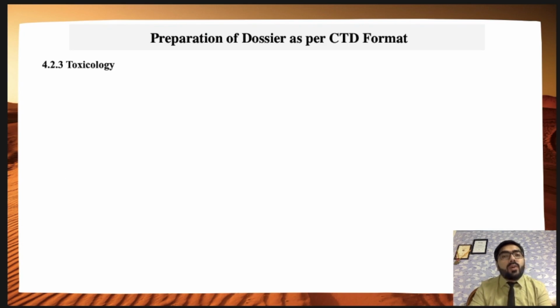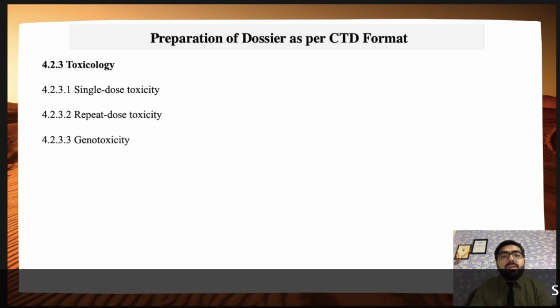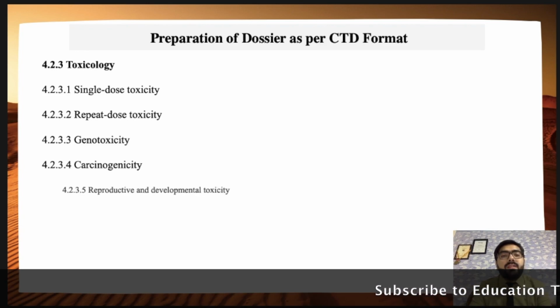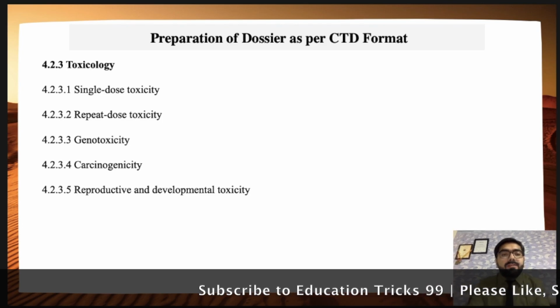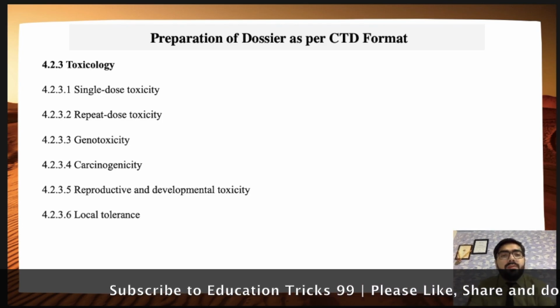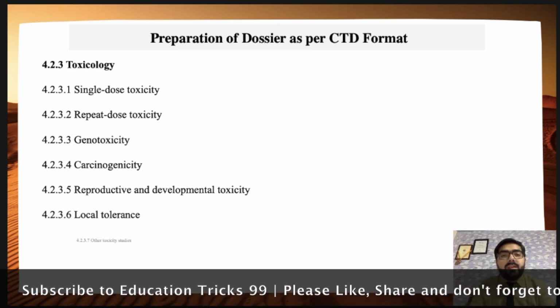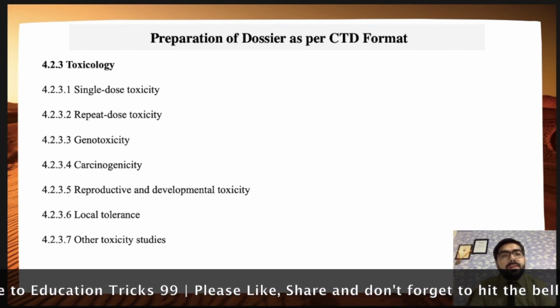Then under toxicology, there are single dose toxicity studies, repeat dose toxicity studies, genotoxicity, and then carcinogenicity, reproductive and developmental toxicity, right? So we have to mention all the information there, local tolerance, and then other toxicity studies.